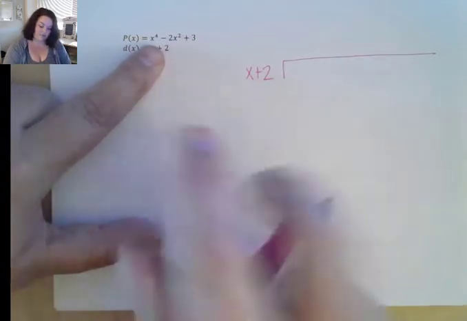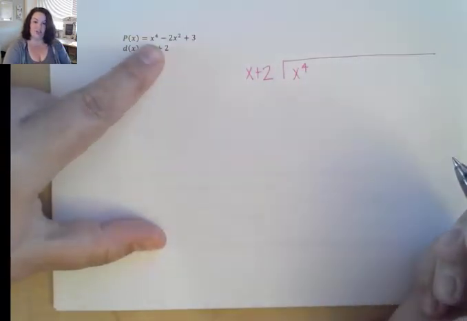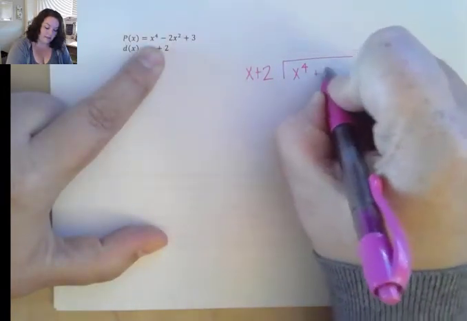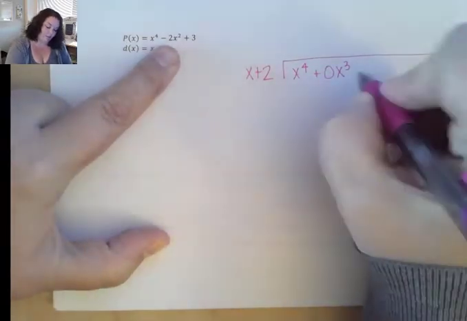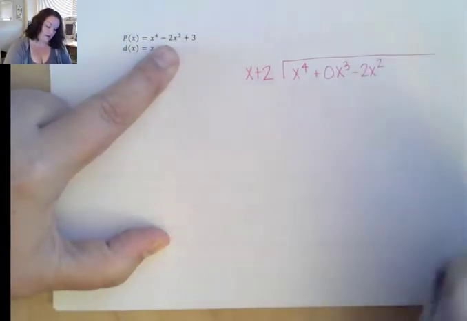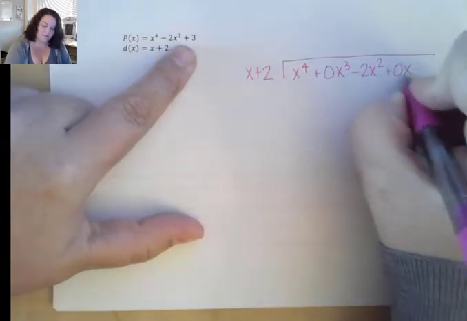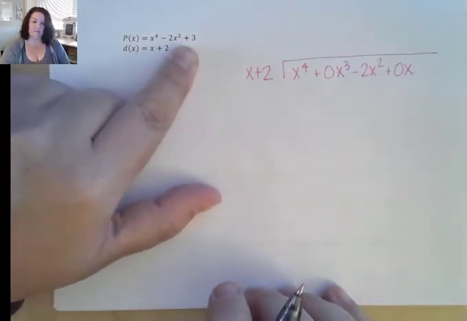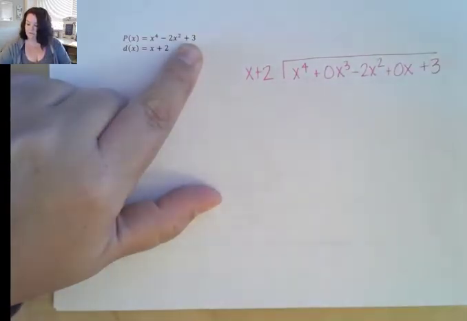So we have an x to the 4th term, which is just x to the 4th. Then we go down to x cubed, which I don't have. So I'm going to write in a 0x cubed. Then I need an x squared term, which here we have negative 2x squared. Then I need an x term, which I don't have. So again, I'm going to use 0x just as a placeholder. And then our constant term, which is a plus 3.